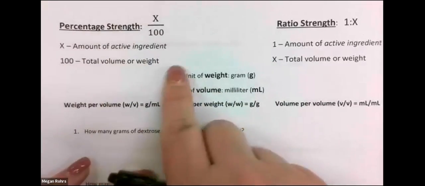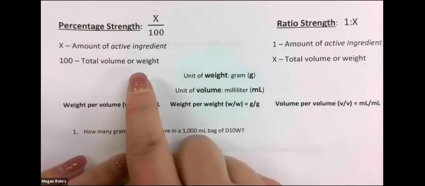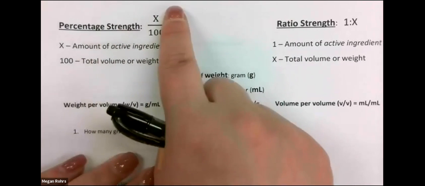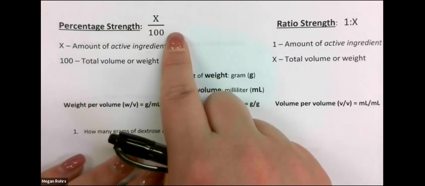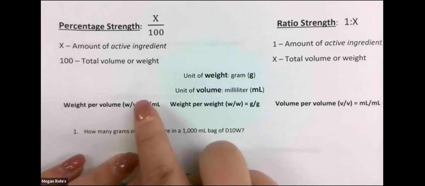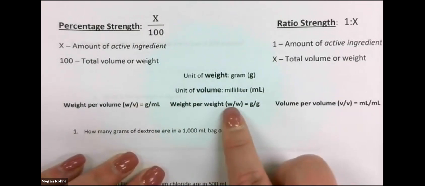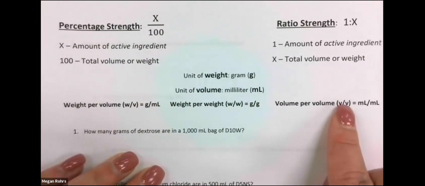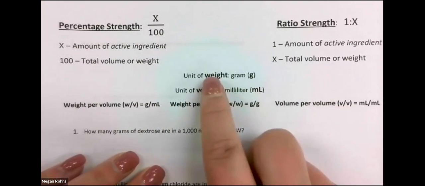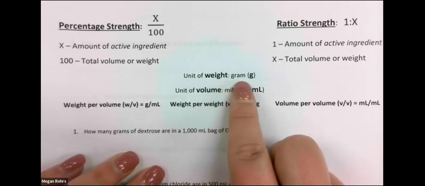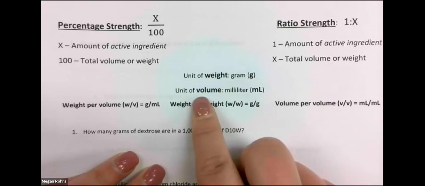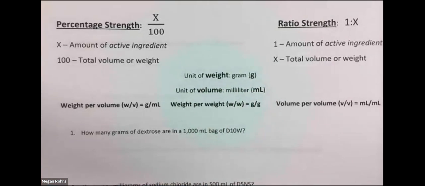We're just focusing on percentage strength right now. Anytime you see a percentage, just take that number and put it over 100. And depending on the type of drug we're looking at, weight per volume, weight per weight, or volume per volume, we're always using the units of weight as grams and the unit of volume as milliliters.